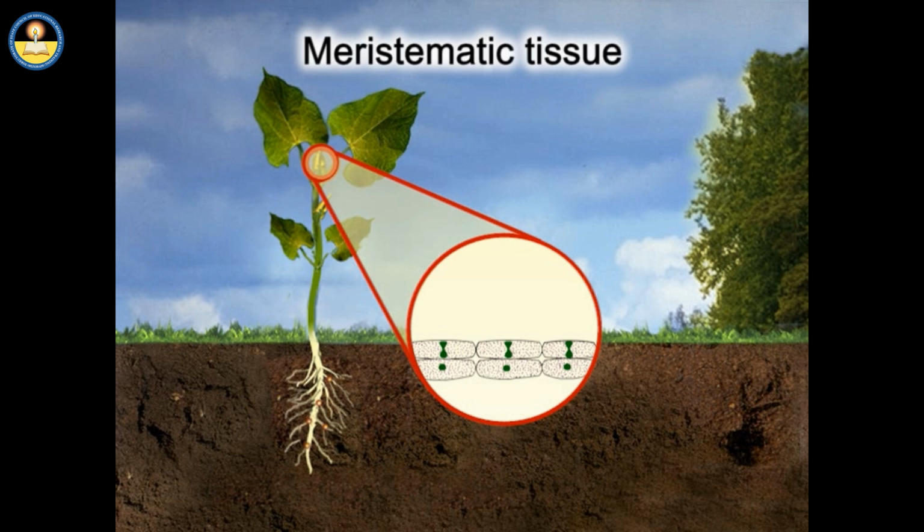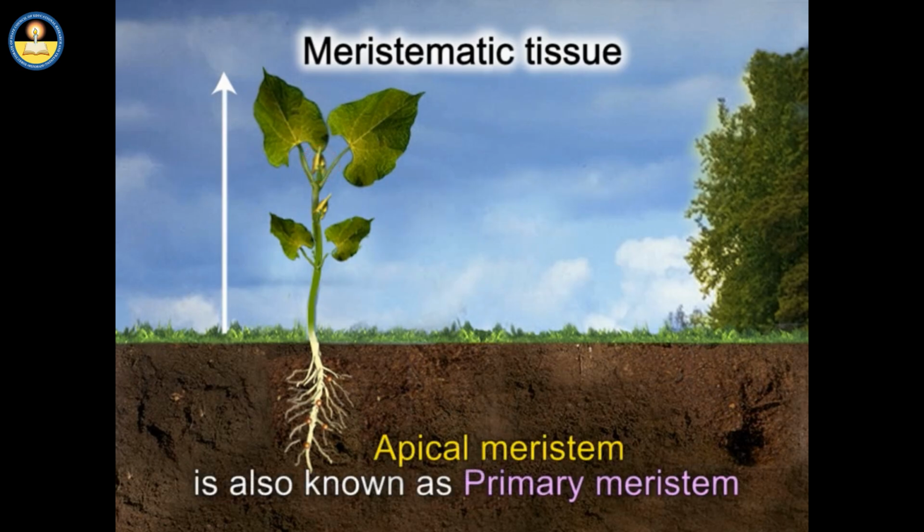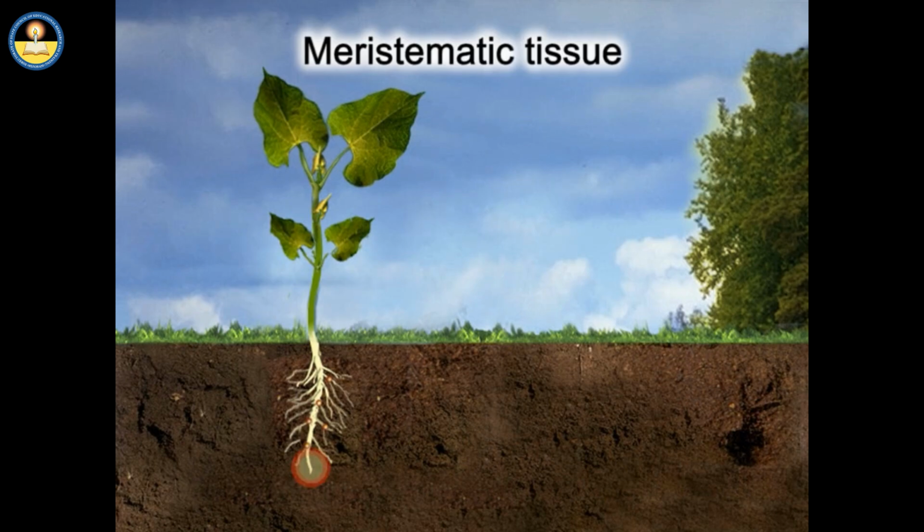Dividing meristematic cells at the tip of the plant are responsible for increasing the length of the shoot. It results in an increase in the height of the plant. As apical meristem is responsible for primary growth, it is known as primary meristem. Meristematic tissue present in a root tip divides actively and helps the root to penetrate deep into the soil.